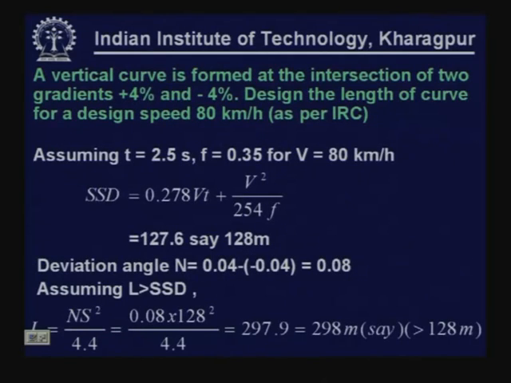Now, a vertical curve is formed at the intersection of two grades, +4% and -4%. So, this is clearly a case of the summit curve. One can calculate what is the required stopping sight distance, then the deviation is the algebraic difference, so 0.08. Let us assume L is greater than SSD, accordingly N S square by 4.4. We calculate the length, which is 298, which is greater than 128. So, our assumption is correct. So, that way we can calculate also the length of curve.